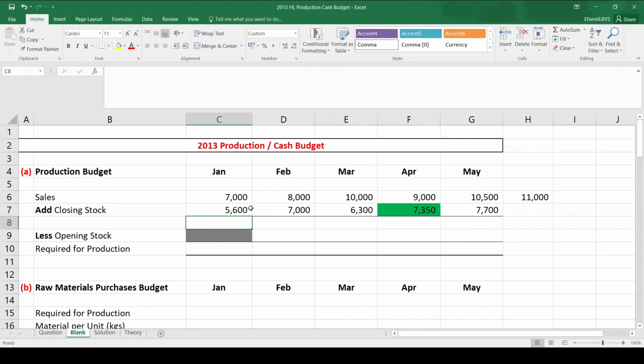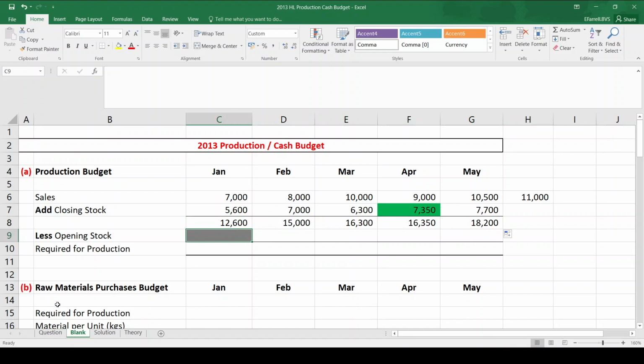Now, the next thing then, we are just going to add those because in January we want to sell 7,000, but if we want to have 5,600 extra left over at the end, then we're going to have to make 12,600. And that's going to be the same for each of the rest of the months.